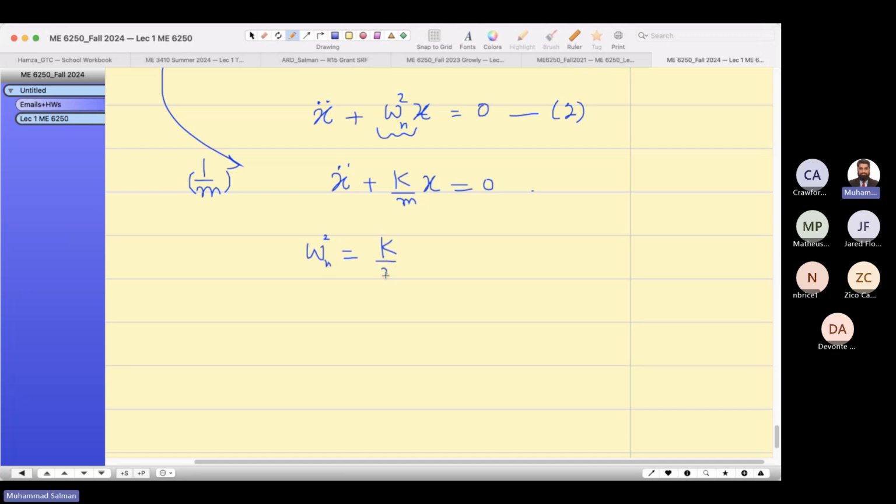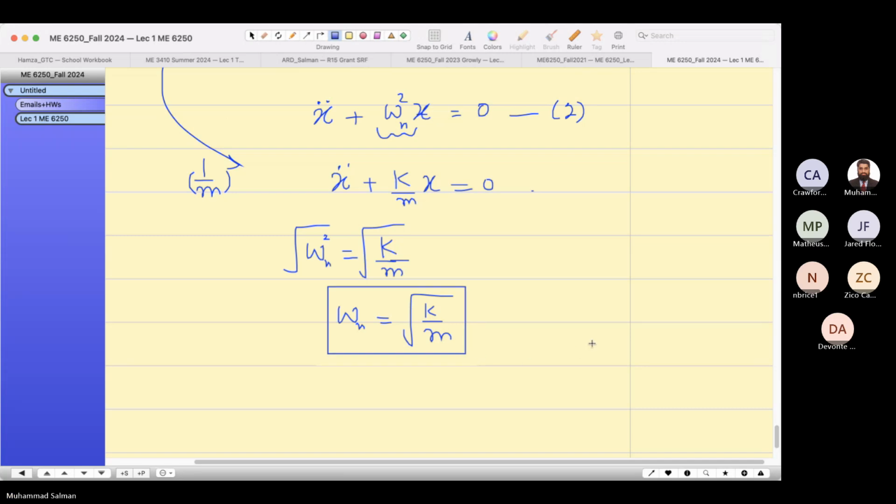K over m, good. So that is the natural frequency square. But we want to get the natural frequency without the square. So can I write it down? So this is the natural frequency of any mass-spring system. You see my point, guys?